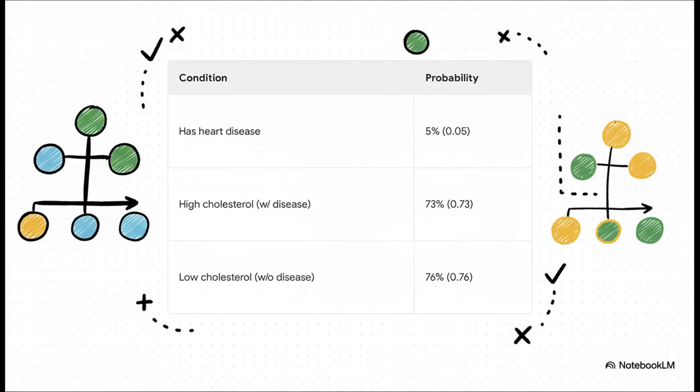So the very first step, before you even draw a single line, is to just organize the info. Let's break down what we know. First, 5% of people in this population have heart disease. Got it. Then we have 2 conditional stats. If you have heart disease, there's a 73% chance you also have high cholesterol. And if you don't have heart disease, there's a 76% chance you have low cholesterol.